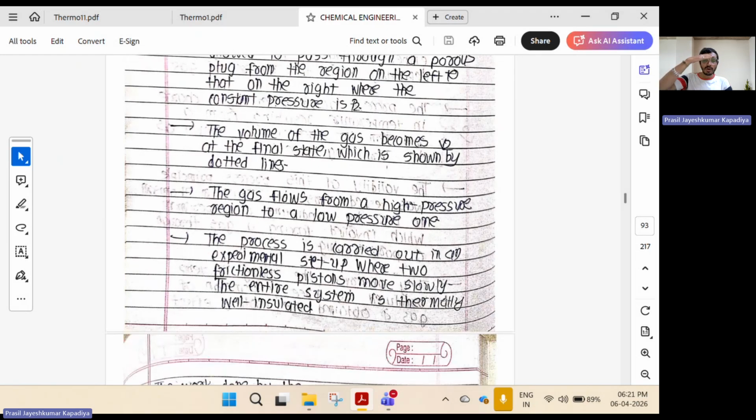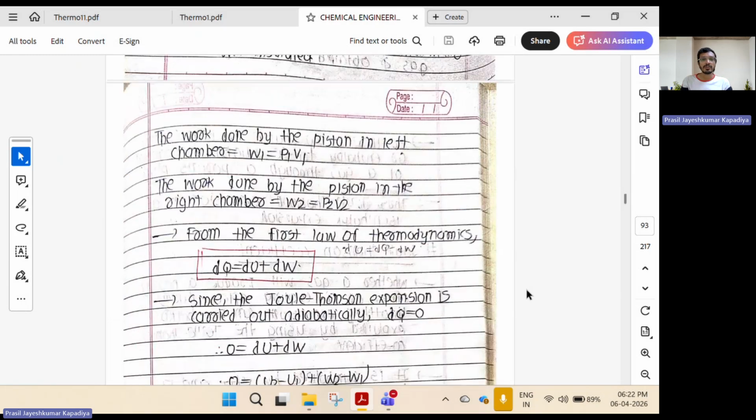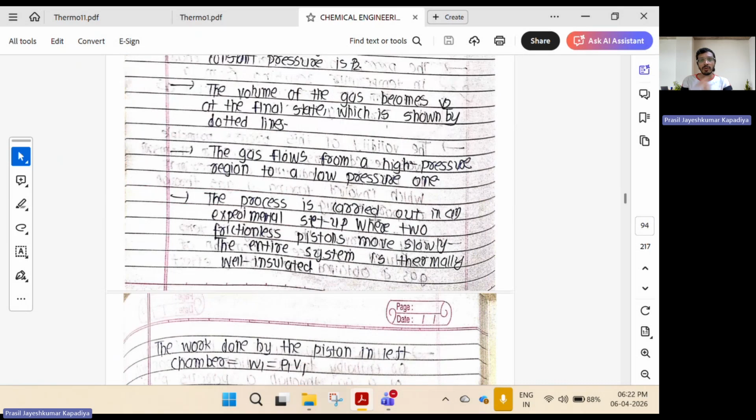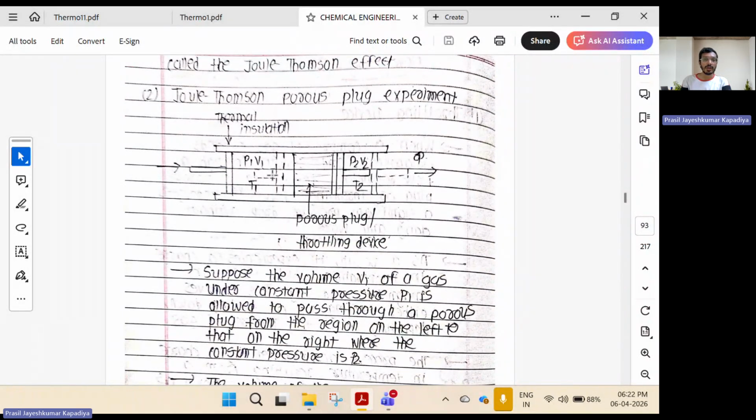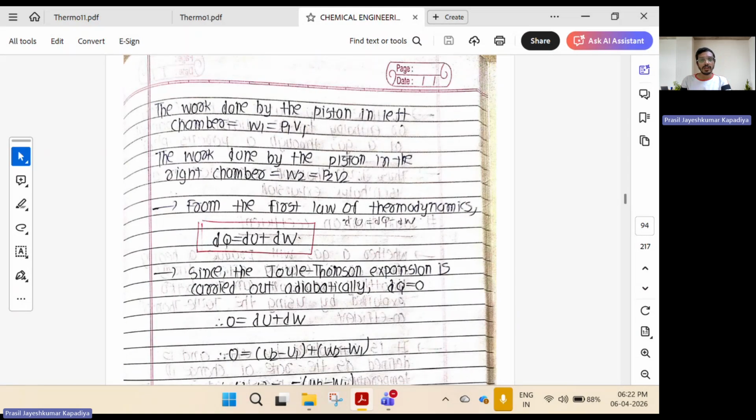So the process is carried out in an experimental setup where two frictionless pistons move slowly and the entire system is thermally well insulated. So what is it going to be? Work done by the piston in the left chamber is equal to P1 V1, and in the right chamber W2 is equal to P2 V2. Okay, correct. So here the system is at some pressure P1 with volume V1, and at the right side it is at pressure P2 with some volume V2, where P2 has reduced. So work done here is P1 V1 and here it is P2 V2.